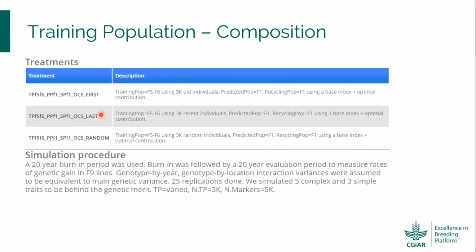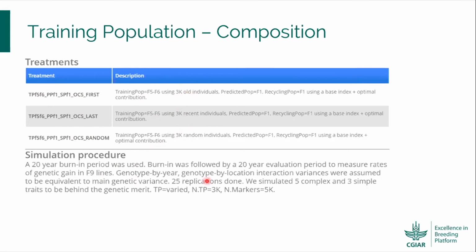Still, there is something that I will comment on regarding the composition of the training population. Before we were looking at the number of markers, and now in the simulations that we did for this program, we fixed the number of markers being used to 3,000. Still the same type of strategy, genomic selection using OCS, selecting the parents in the nursery. But now what we wanted to change was not the number of markers, it was not the number of individuals.